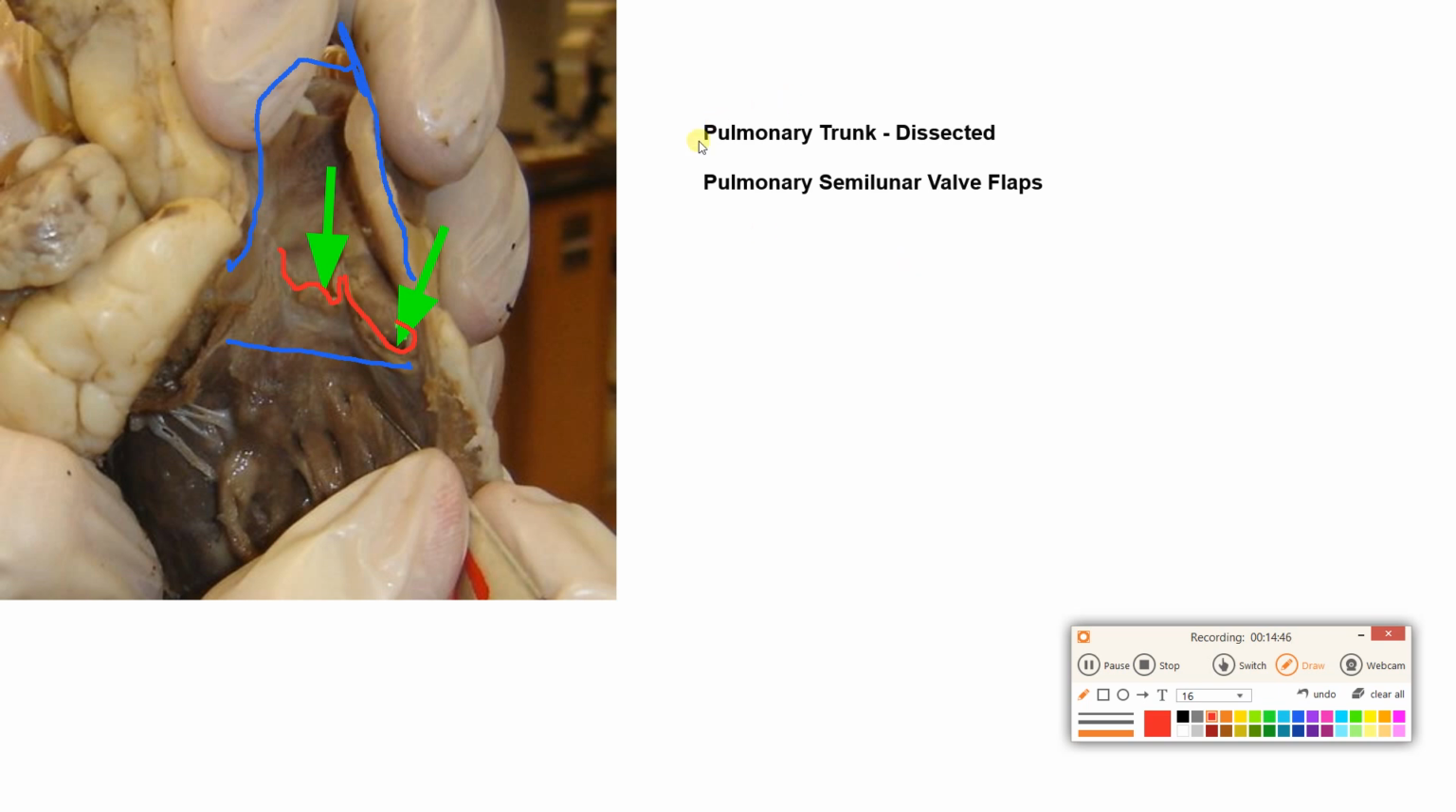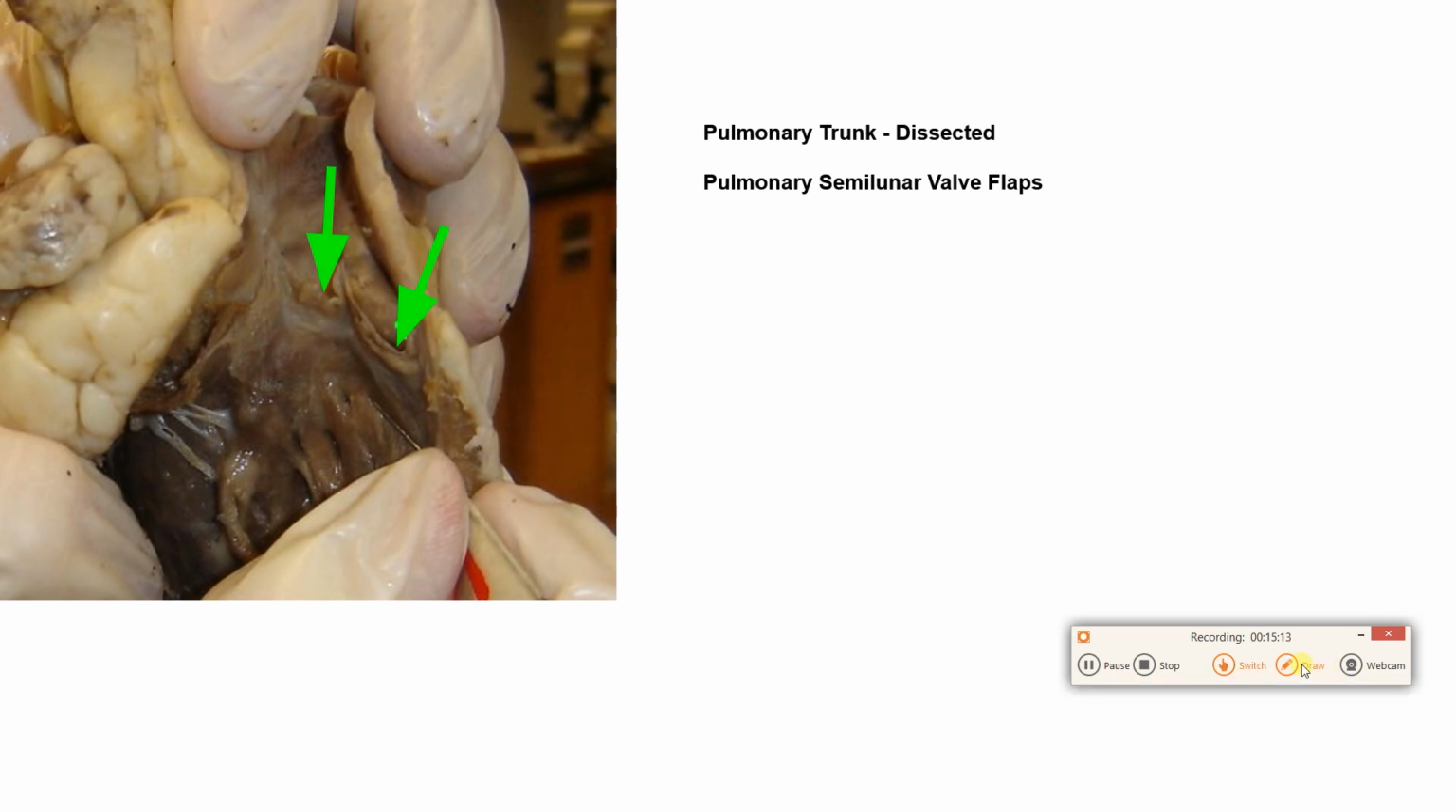So here's the thing. If the pulmonary trunk is dissected, what are you going to see? You're going to see these little flappy guys, and they're little pouches. Remember, the semilunar valves are pouch valves. That is the pulmonary semilunar valve, okay? So if that trunk is opened up, you're going to see those pulmonary semilunar valve flaps.